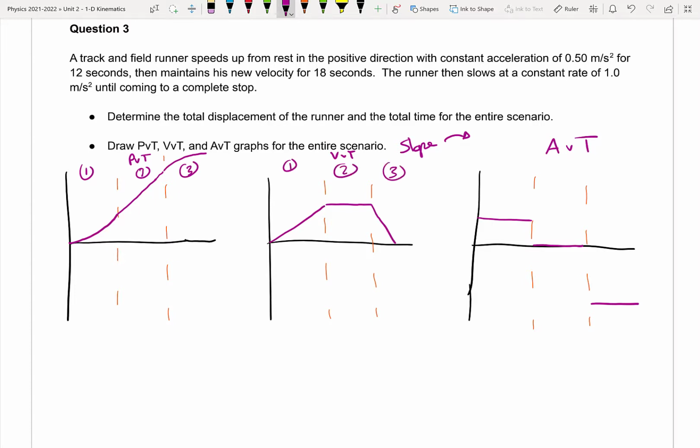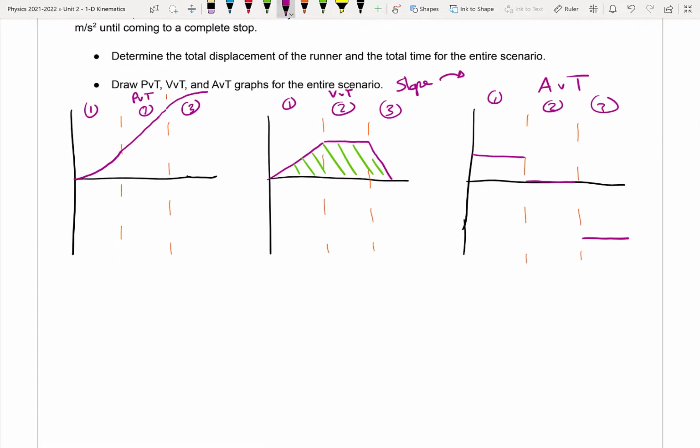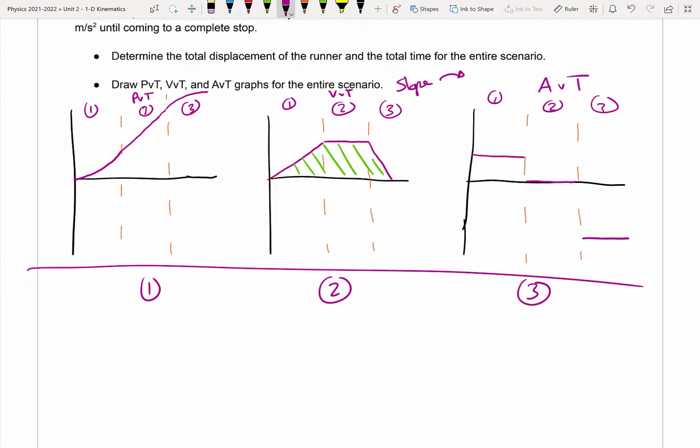Our question is asking us to find the total displacement. One way is to find the total area under the velocity time curve. We'll also show that we can just write all the things that we know about each phase of motion. So there's phase 1. These do not correspond with the graphs. I'm now doing the analytical part, the math part. Those are my phases down here, phase 1, 2, and 3.